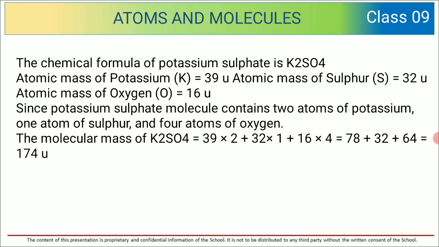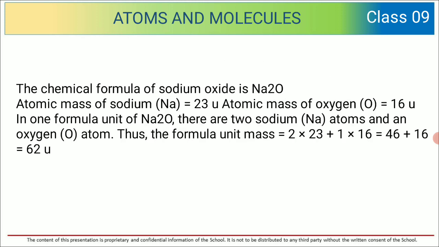The chemical formula of potassium sulfate is K2SO4. So atomic mass of K is 39, oxygen is 16. Since a potassium sulfate molecule contains 2 atoms of potassium, 1 atom of sulfur and 4 atoms of oxygen, after calculating the molecular mass, you get it as 174 units.